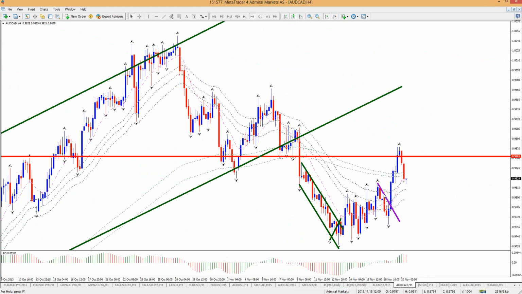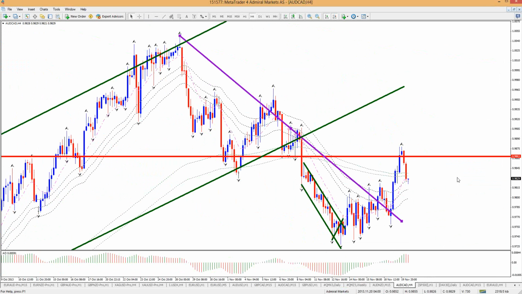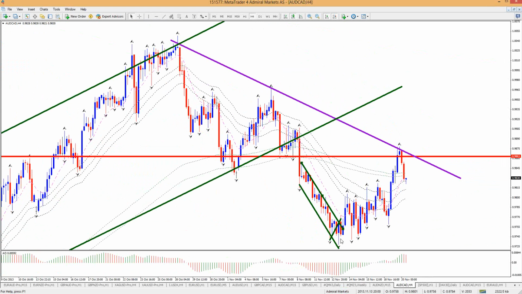How about this Aussie CAD? Same scenario here too. We have a trend line like that, and a trend line like that. Same scenario.